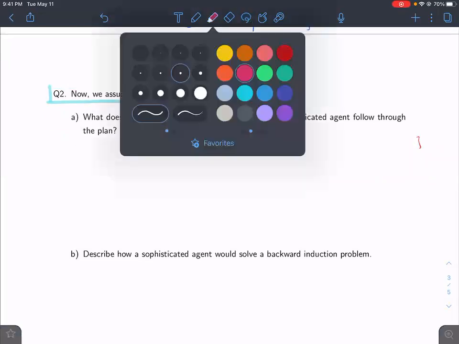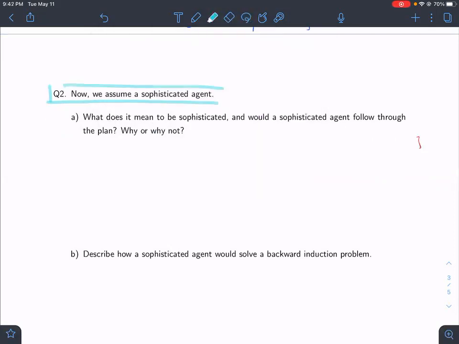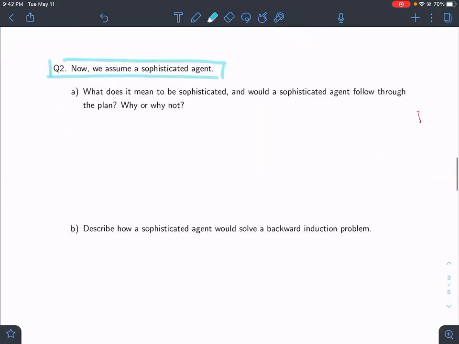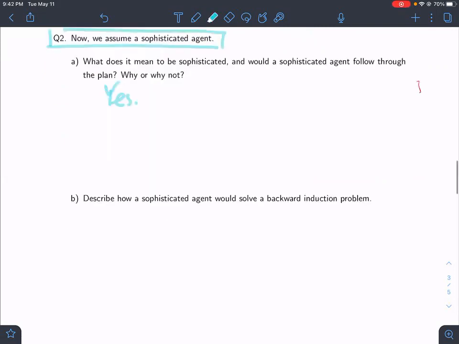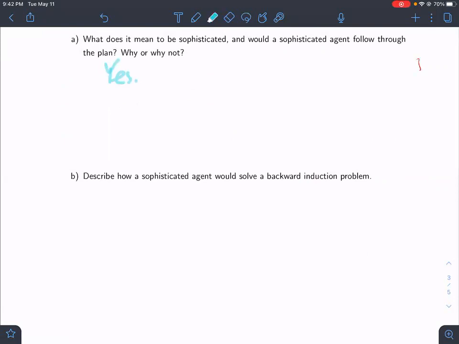Question A. What does it mean to be sophisticated? So I just explained. Would a sophisticated agent follow through the plan? Yes, he is sophisticated. So when he's making a plan, it is a very deliberate plan. Okay, so he thinks what the day 2 guy will think, and then makes the plan. So his plan will be the same as the actual consumption.